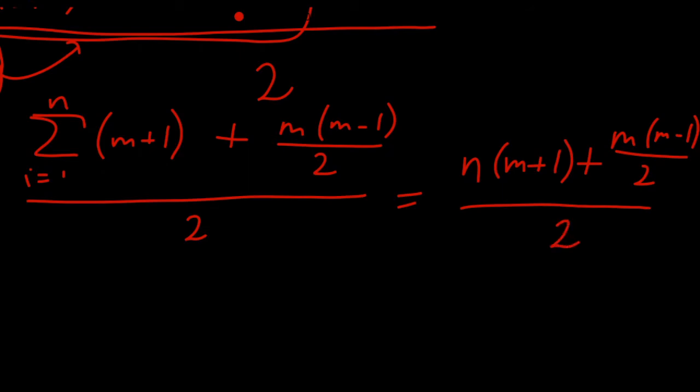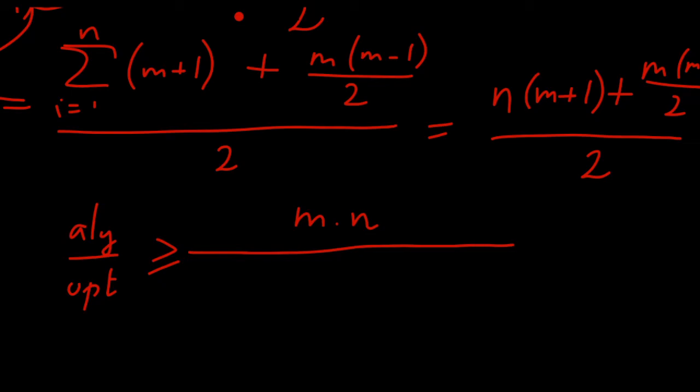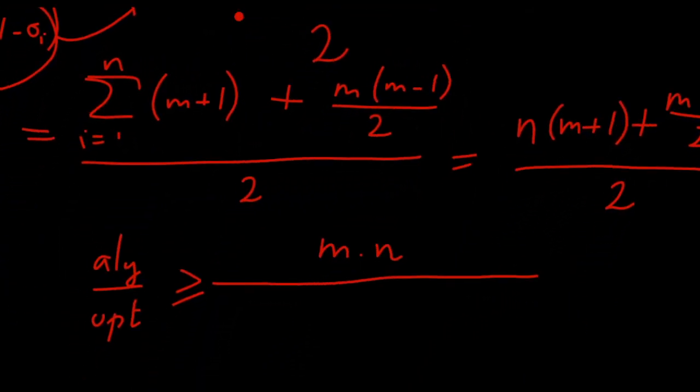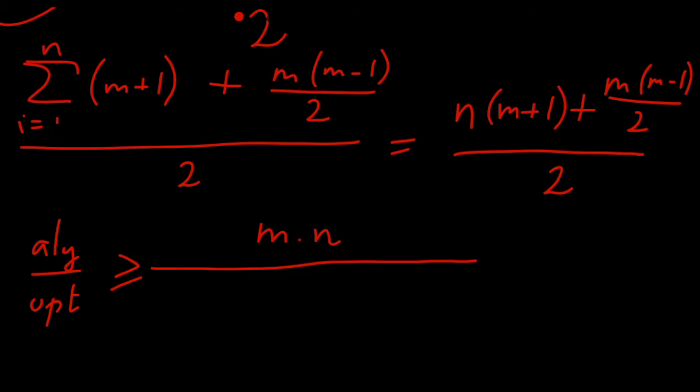Okay, so this is an upper bound for the optimum, which means that if I'm just dividing the algorithm's cost by the optimal cost, it is at least as large as m times n, because the algorithm's cost was m times n for this particular input, divided by something which is an upper bound for the optimum, because the optimum is smaller than this thing, so the fraction will be smaller if I'm just replacing the optimum with this bound.